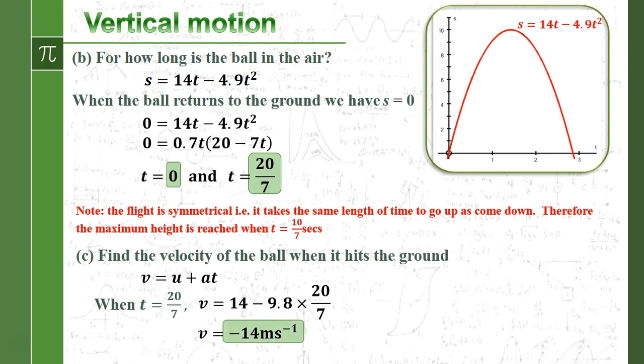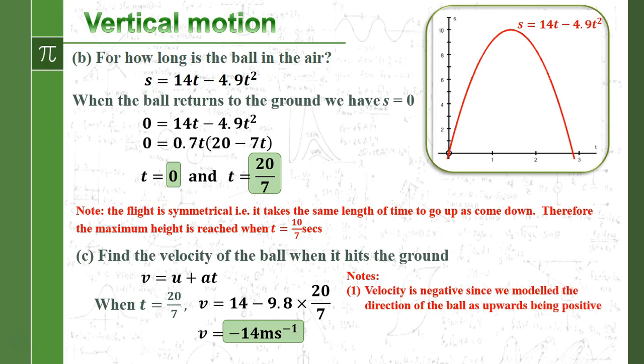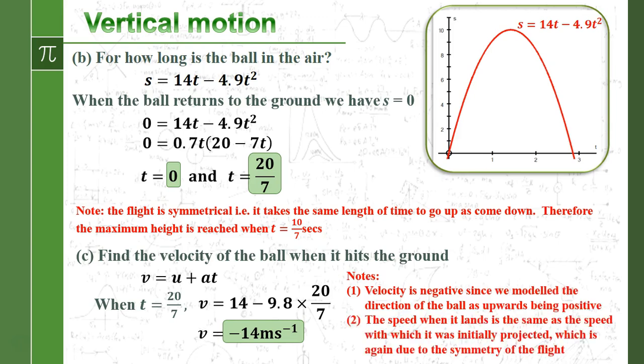And again, thinking about the symmetry of the whole thing, we said the ball was initially projected at 14 meters per second upwards, and when it hits the ground, it's travelling at exactly the same speed, but obviously its velocity is different because it's now travelling in the opposite direction. So those are the 2 points that we just made.